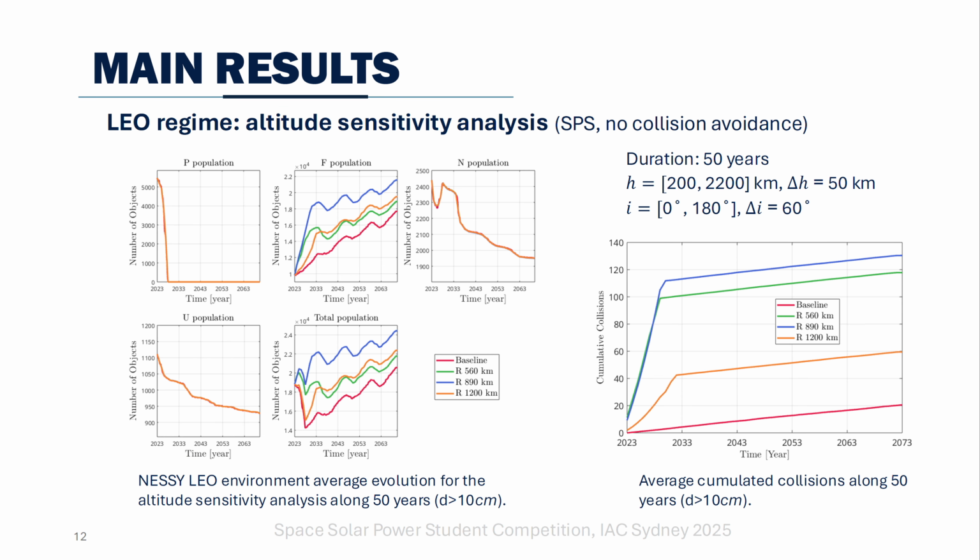So here the evolutionary results for the four object species in time on the left, along 50 years of propagation, and on the right the cumulative collision distribution along the 50 years for the different use cases. So we can see that the model is capable to understand the evolution of all the species in time, and there's clearly a different effect depending on the altitude and the presence of the reflectors at different altitude shells, so in both the evolutionary plots and in the cumulative collision.